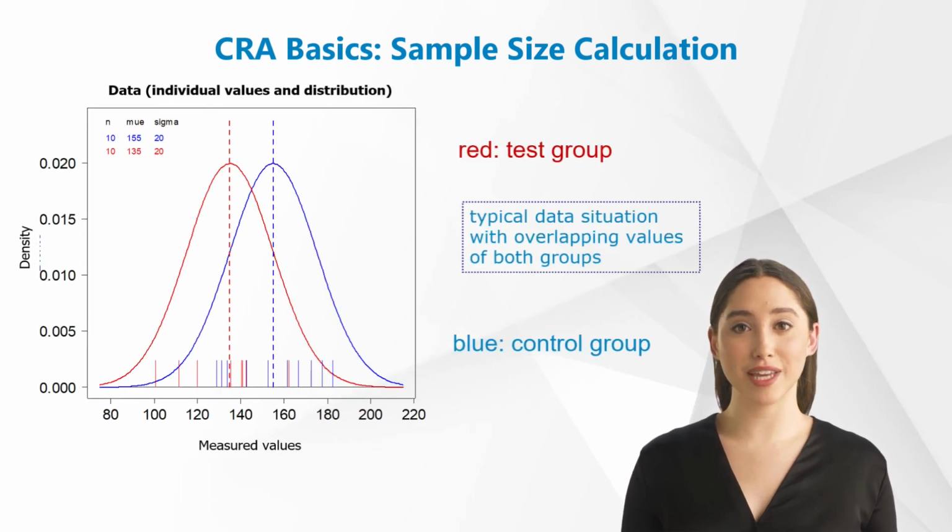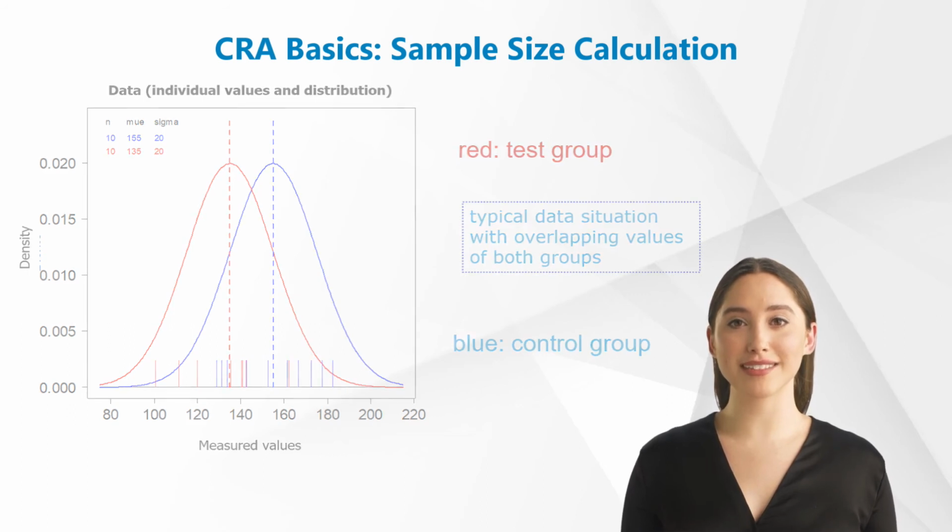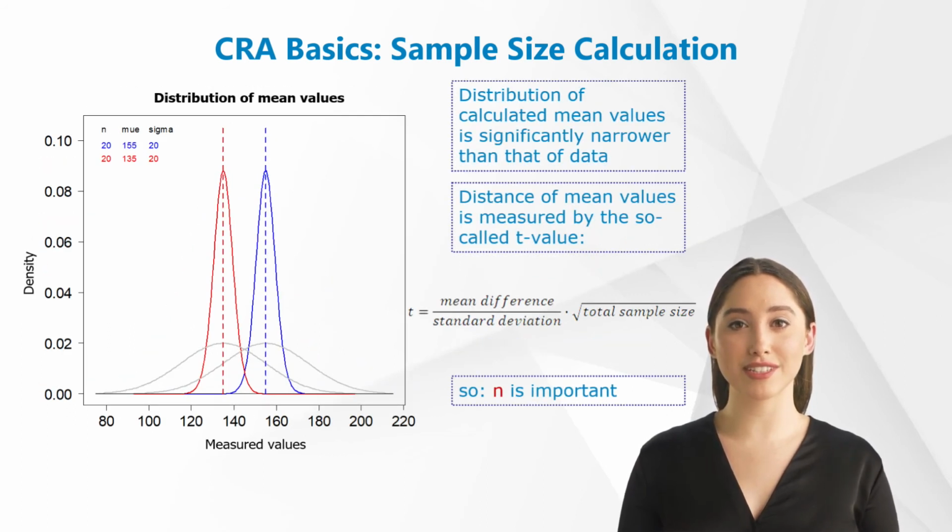Here you see a diagram showing the distribution of the measured values. The therapy group is shown in red and the control group is shown in blue. The mean value of the therapy group is at 135 and the mean value of the control group is at 155. The values of both groups do considerably overlap, which is typical for clinical studies. In our example, we have a sample size of 10 subjects in both groups with a standard deviation of 20 units. Now you can see the distributions with a sample size of 20 subjects in each group.